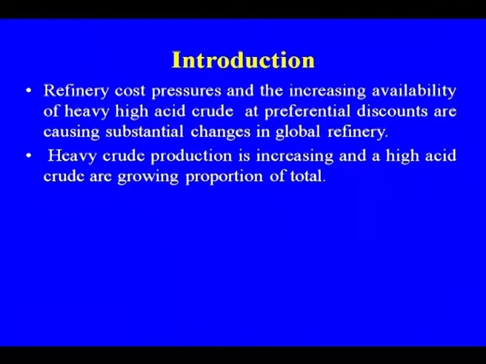Refinery costs, pressures, and the increasing availability of heavy, high acid crude, meaning high TAN crude, at preferential discounts are causing substantial changes in the global refinery. Heavy crude production is increasing, and high acidic crudes are a growing proportion of the total crude blend going to the refinery, and so pre-treatment has become very important in the case of these crudes.